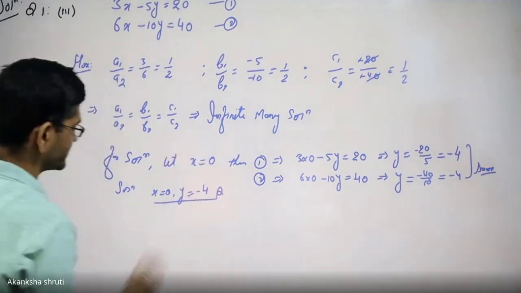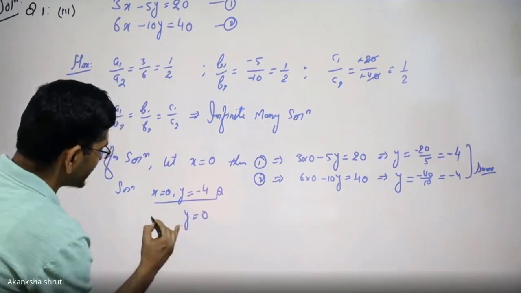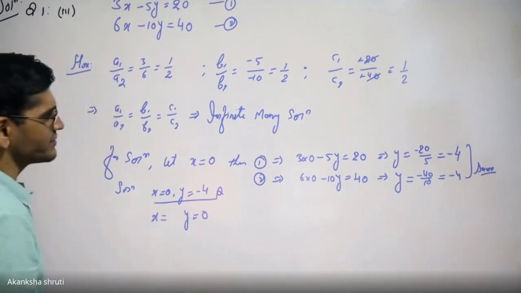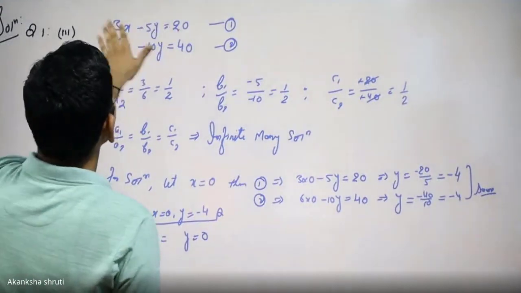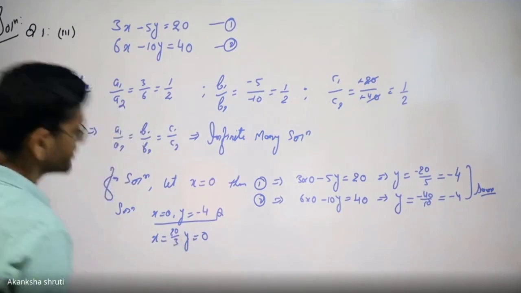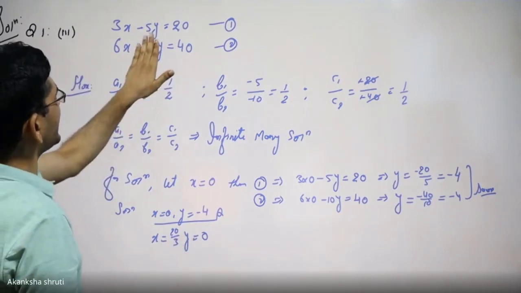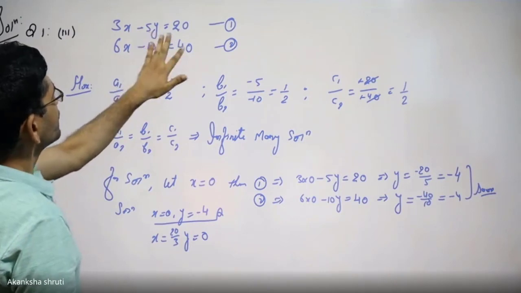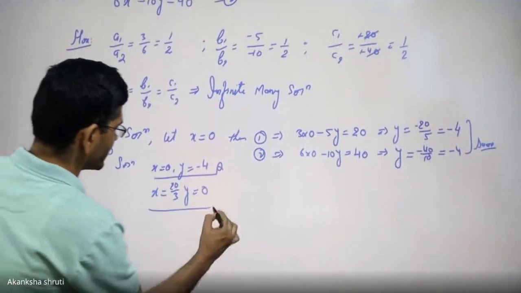You may write this. If you take y as 0, then x can be calculated. Very simple. Again substitute y as 0, leave this, it becomes 20 by 3. It is that simple. Even if you put y equals 0 in the second equation, this will be eliminated. 40 by 6 is the same as 20 by 3. This is the other solution.